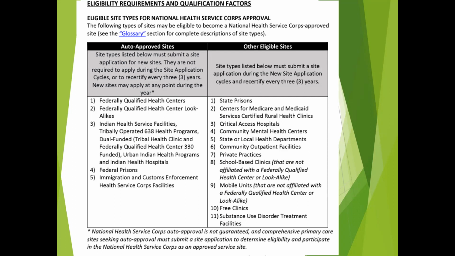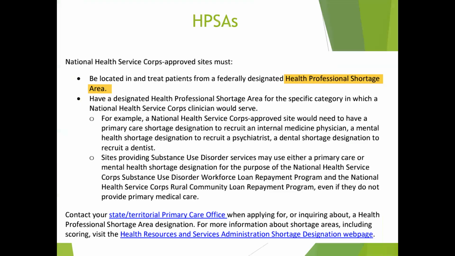Other eligible site types would be state prisons, Centers for Medicare and Medicaid Services certified rural health clinics, critical access hospitals, community mental health centers, state or local health departments, community outpatient facilities, private practices, school-based clinics, mobile units, free clinics, and substance use disorder treatment. And these other eligible site types must submit a site application during the new site application. And both types of sites need to recertify every 3 years.